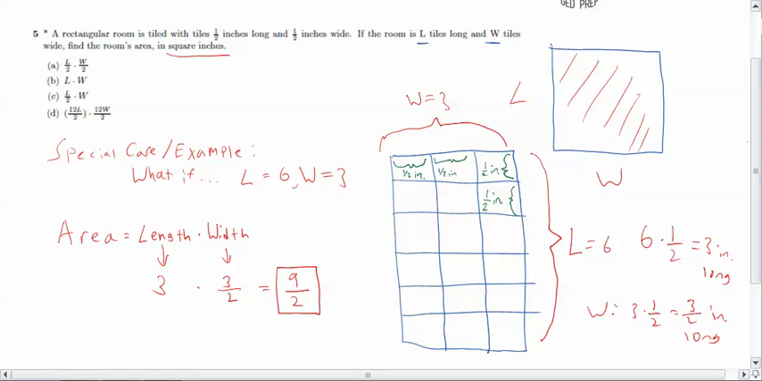Now let's try to do this in general. Pause the video, try to figure out which of these answers is correct if we don't assume that we know the length of L and W, and they're variables like they are, and then watch the rest of the video to check your work.